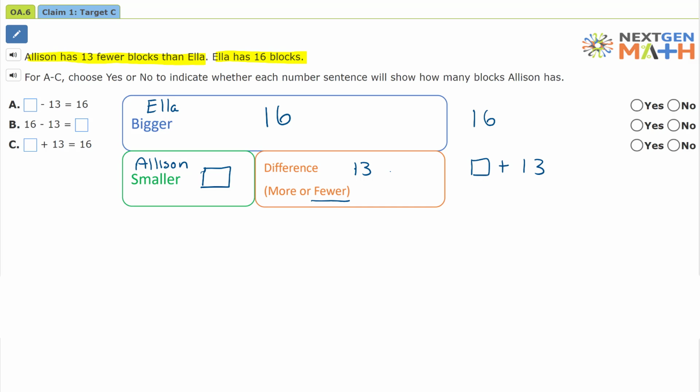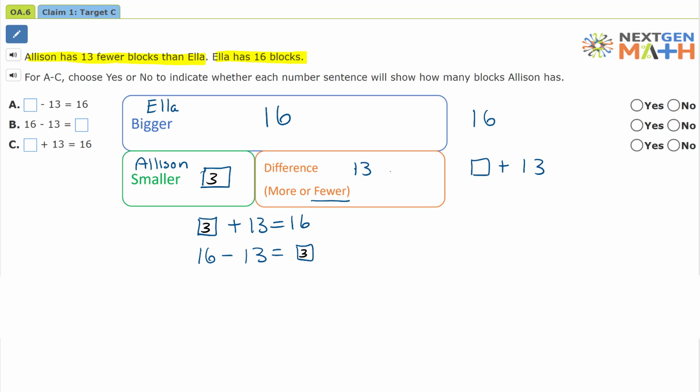So one way we could write an equation would be: what number plus 13 equals 16. And we could also write it like this: 16 minus 13 is equal to an unknown number. When we do that, we will figure out that that number is 3. And so Allison has 3 blocks.